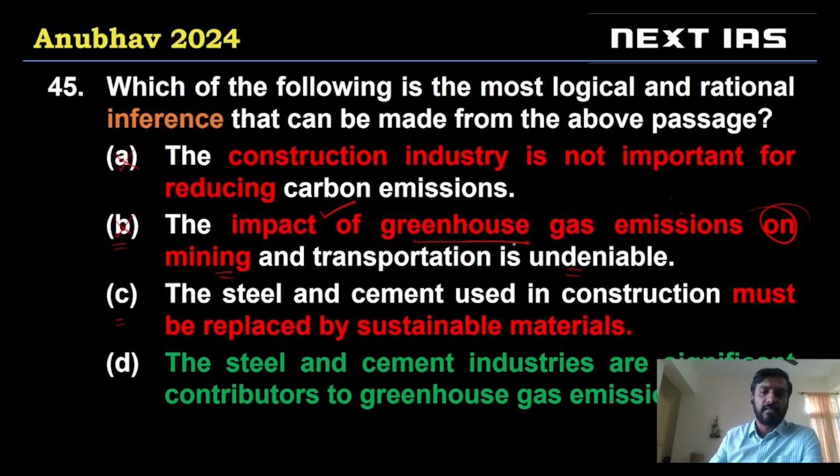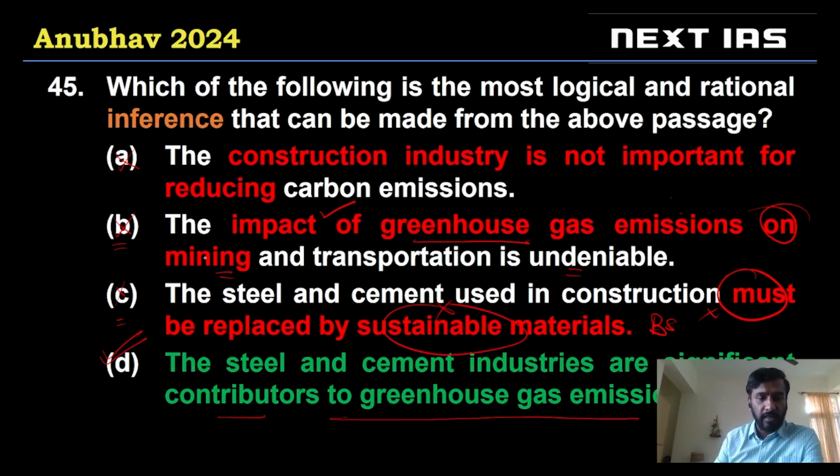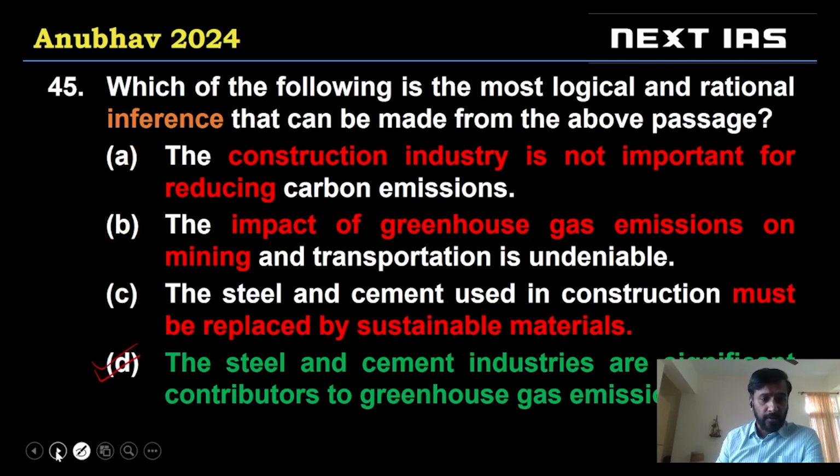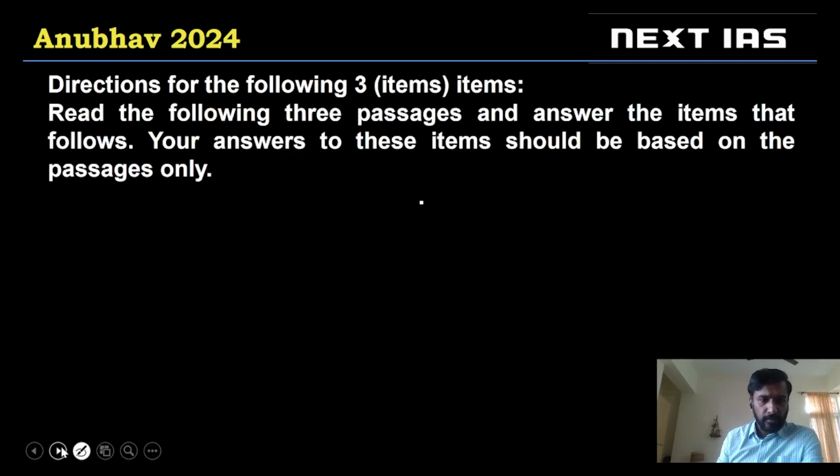Let's look at C. The steel and cement used in construction must be replaced by sustainable material. This is beyond the scope of the passage. It is not mentioned. D is the correct choice. The steel and cement industries are significant contributors to greenhouse gas emissions. A very easy option, option D, provided we don't fall into any traps. So remember, elimination is always the best policy, the only way to be as accurate as possible in the exam. Let's look at the next set of questions. Here, 3 passages, 3 items.